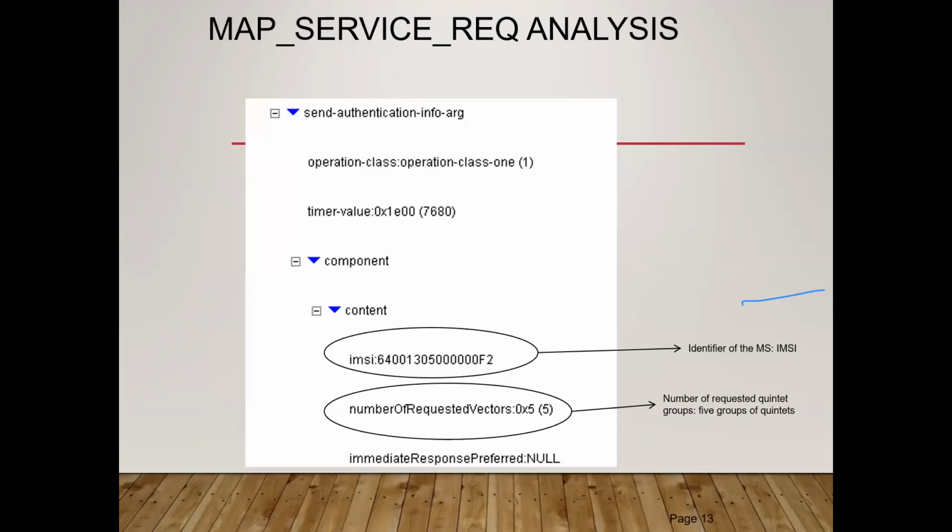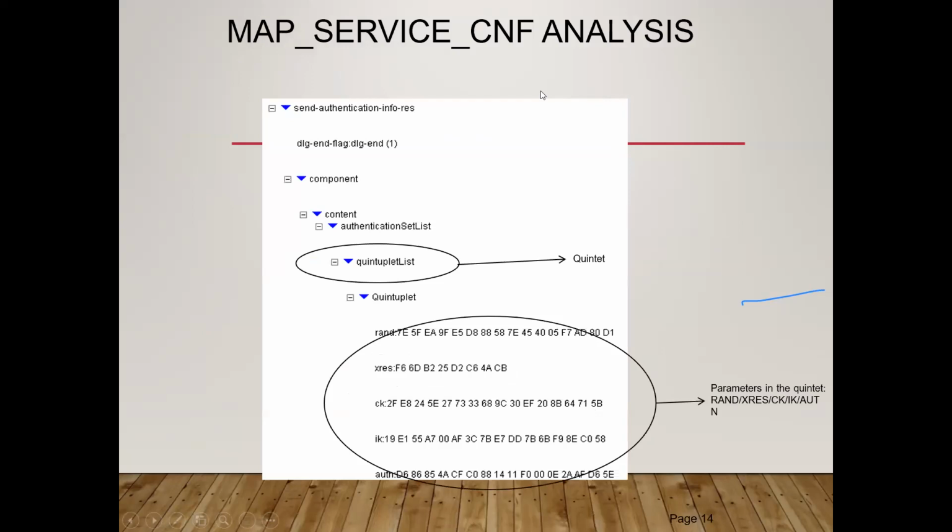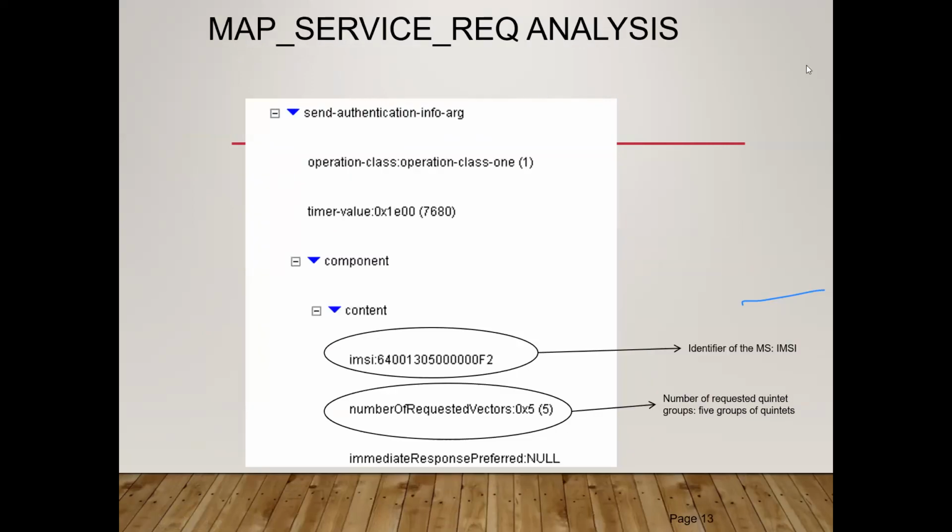So how it works is like this: once you're sending to the HLR, you are going to send an authentication information argument, SAI, send authentication information, and you will send the IMSI of the number that needs to be authenticated. Based on this, you will also request the number of vectors that are required. So you are requesting 5 vectors, 5 quintets are required. In response to that, it will share 5 different authentication sets to you.